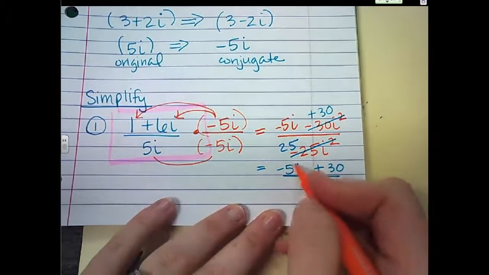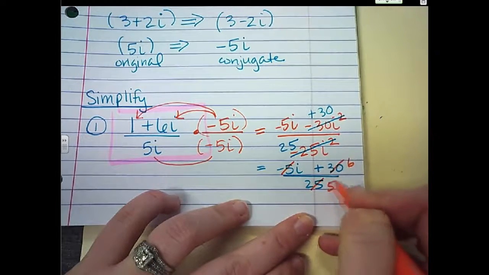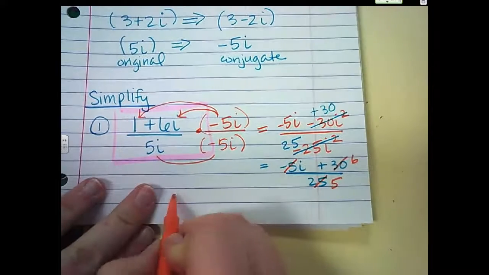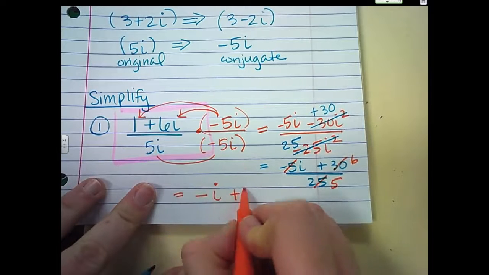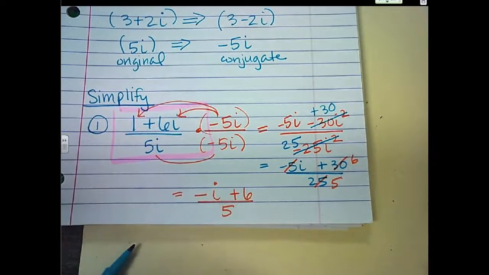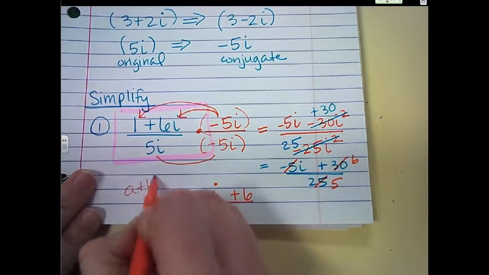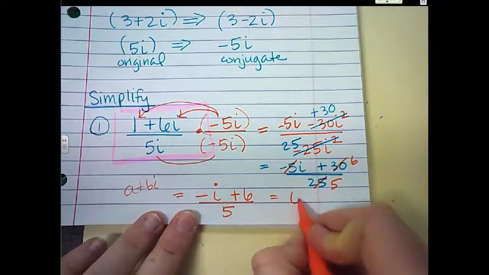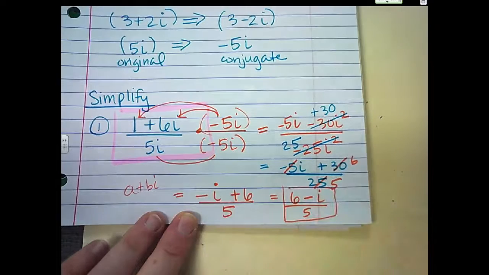A 5. And if you can't take it out of all 3, then you can't take it out. That becomes a 6, and that becomes a 5. Sorry, I did not remember. So -i plus 6 over 5. Now, standard form, really, it's the other way around. Remember, we wrote things in a plus bi form yesterday. So I would really try to work on writing it like that: 6 minus i over 5. That way you always have it in the correct form.